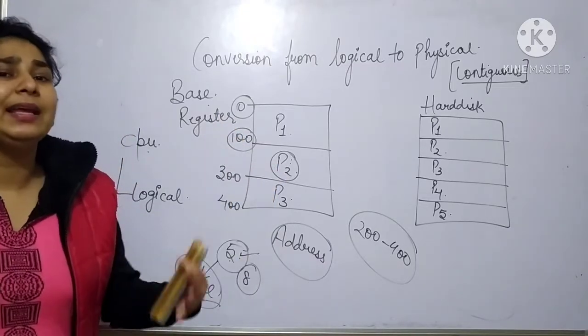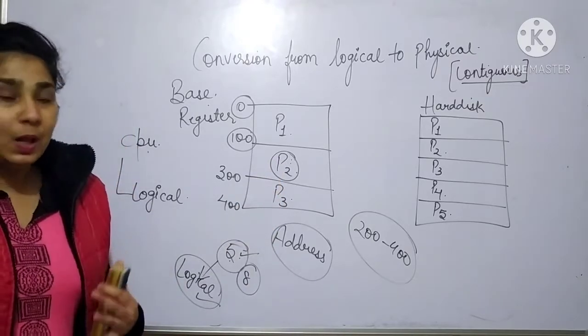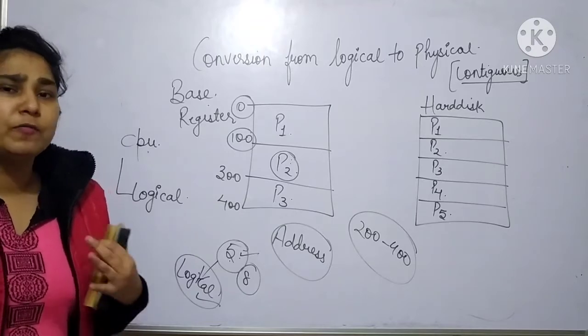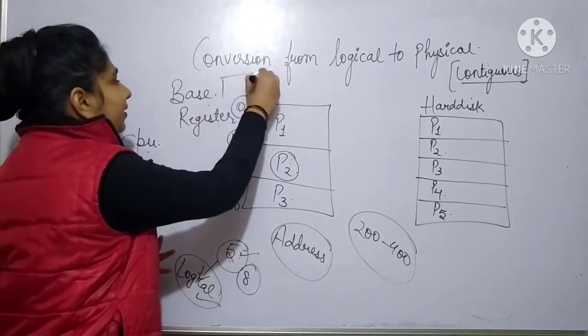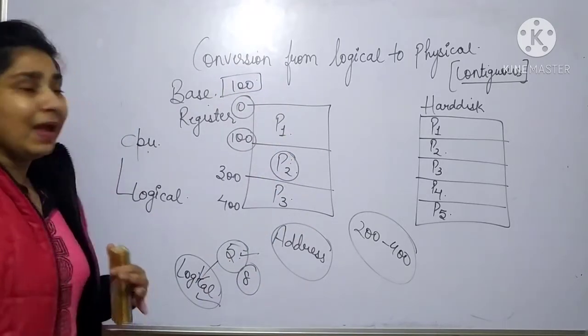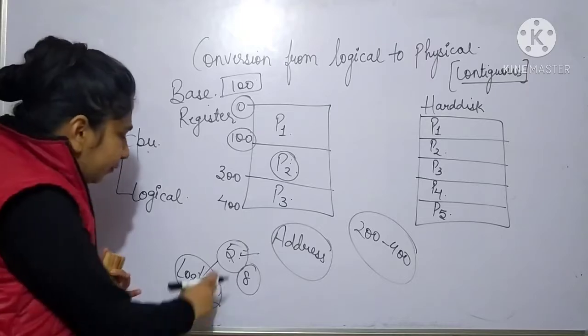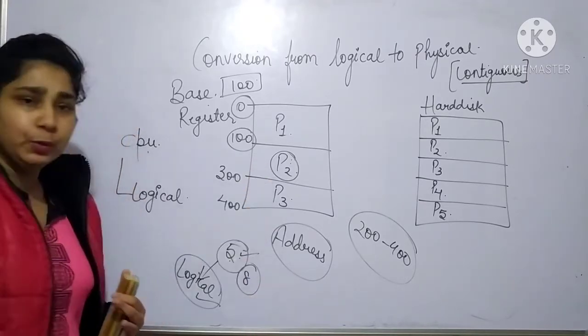Okay, the starting address where your process P2 is starting. What is the starting address of its first instruction? You are going to save that in a base register. Okay, so how will you get the 5th instruction of process P2?